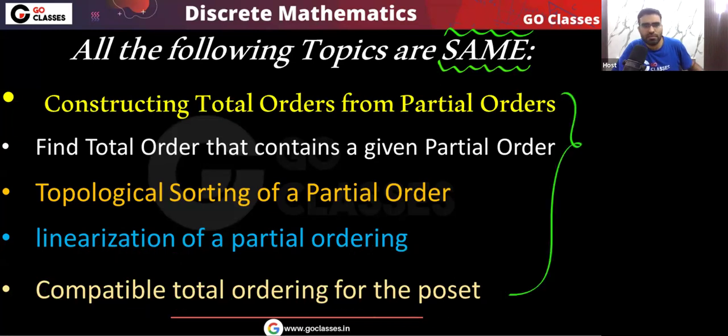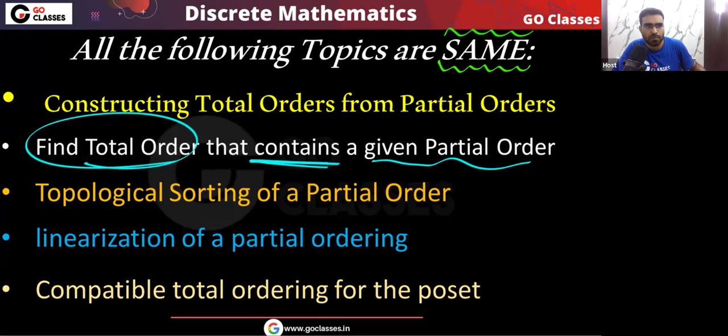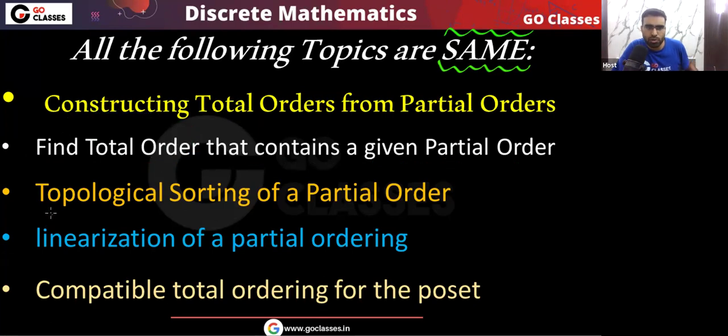And that is the same as compatible total ordering of a POSET. So we will study, don't worry, one by one, we will see all of these 5 things. And at the end, you will see that all these 5 concepts are the same. So remember, in the GATE exam, the same question they can ask you in 5 different ways, because these 5 concepts are exactly the same. For example, if they ask you what is the total order that contains a given partial order, a partial order will be given to you and the question will ask you to find a total order that contains this partial order, then all you need to do is just find the topological ordering, because they are the same.